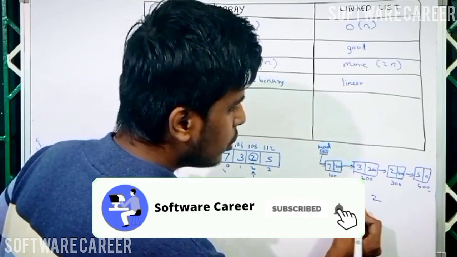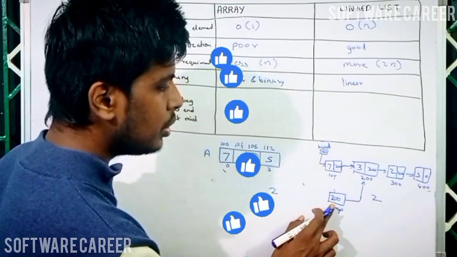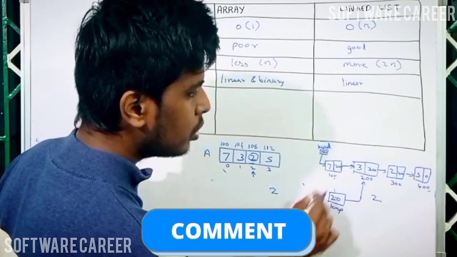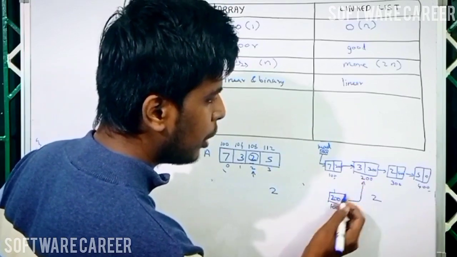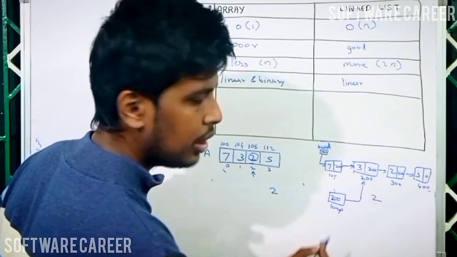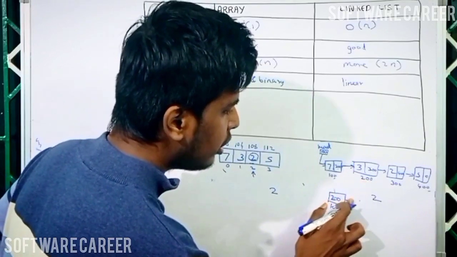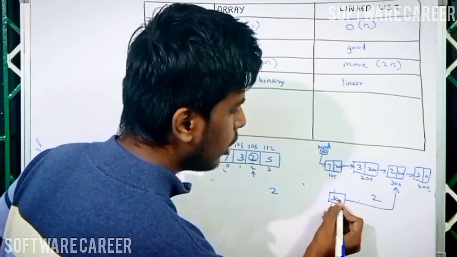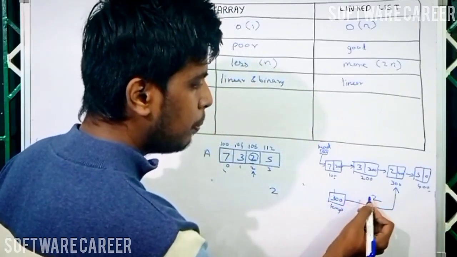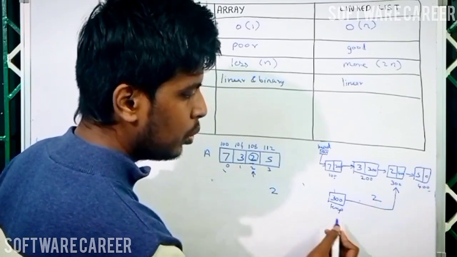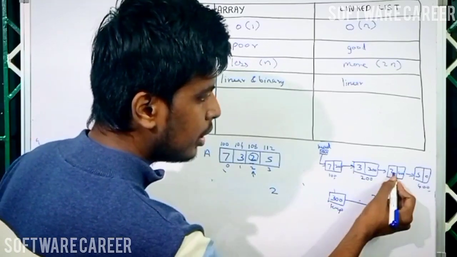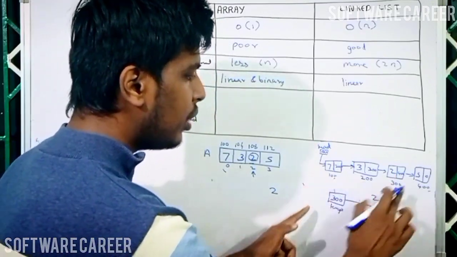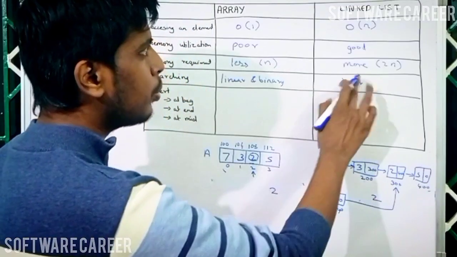So temp points towards 200. This value changes to 200. Now you will check 200's data. Temp's data is 3. 3 is not equal to 2. So you will move to the next node, that is temp equals temp next. 200's next is 300. So this pointer changes to 300. Now you will check 300's data: whether temp data equals 2. Temp is 300, and 300's data is 2. So 2 equals 2, and you have found it. So in a linked list you can move one by one using a temp pointer. So linear search is possible in a linked list.